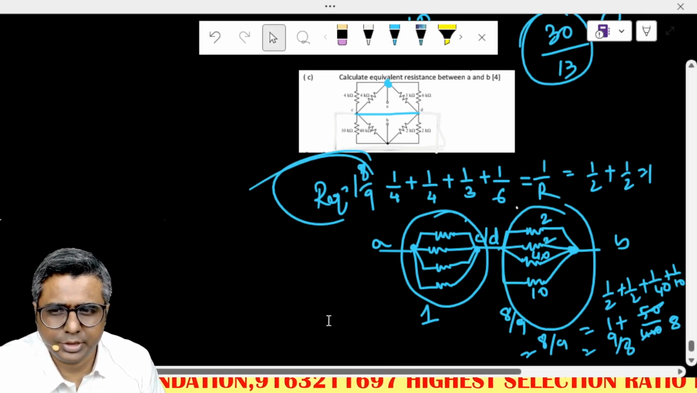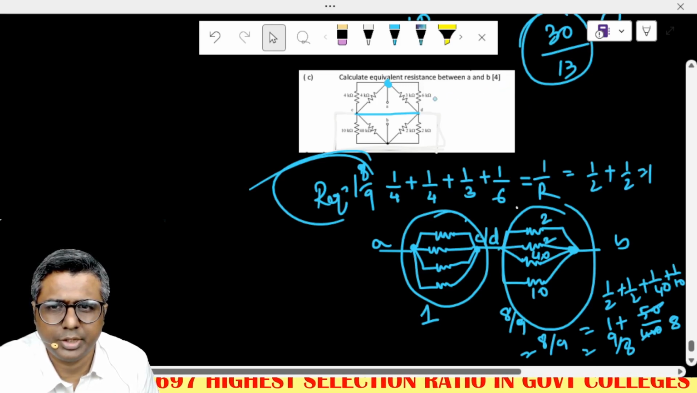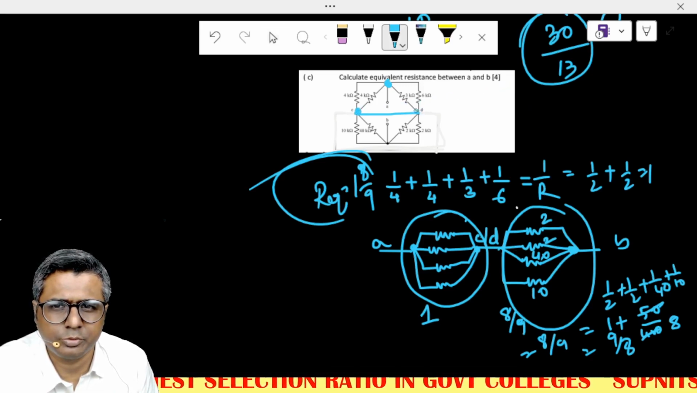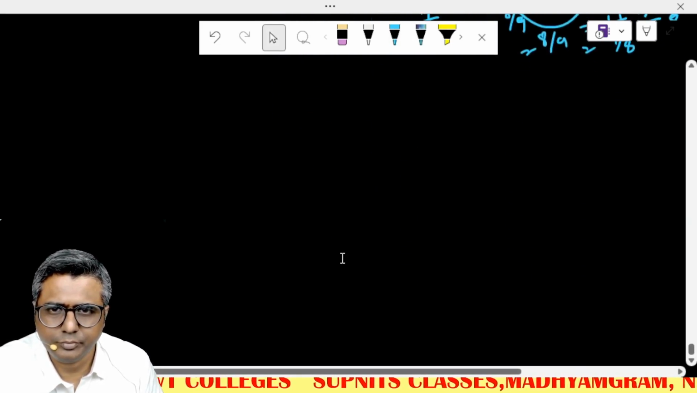Okay guys, nice question I think. So we need to apply some brain over here. Same potential in between these 2 points. So all these are parallel. That is the way we need to do it. Good problem.